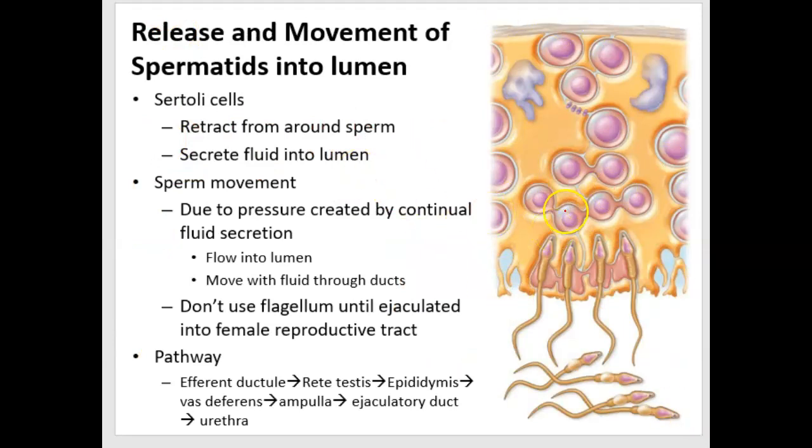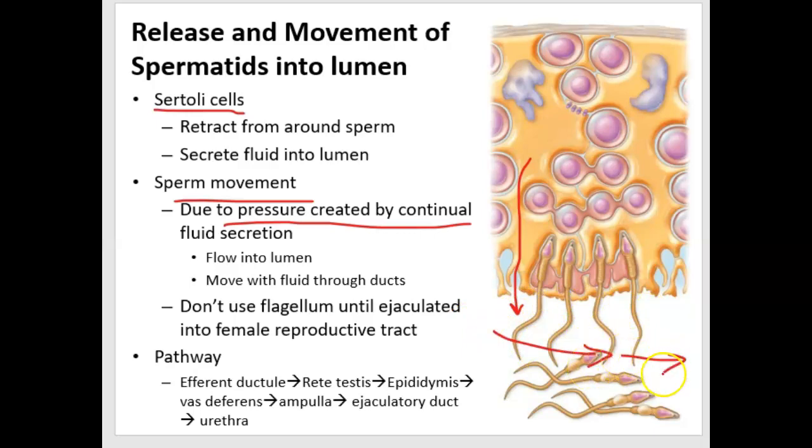So these spermatids that are formed actually move due to the fluid pressure created by the continual production of fluid that the Sertoli cells make. So the Sertoli cells are constantly secreting fluid in. Now the interstitial cells do too a little bit, but the fluid doesn't really get into the lumen as well. So the fluid enters the lumen of the seminiferous tubule and pushes against these tails, and the sperm are propelled down the length of the seminiferous tubule. The flagellum isn't used until the sperm enters the female reproductive tract.